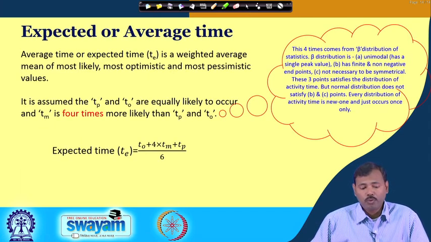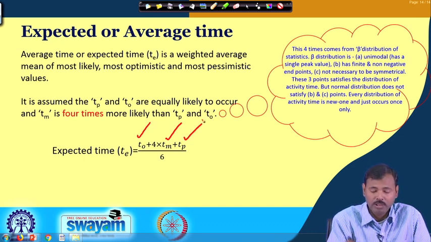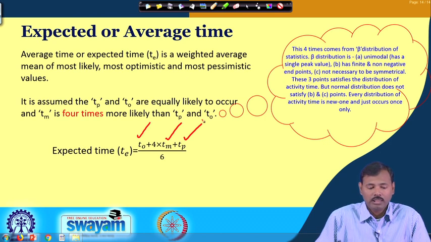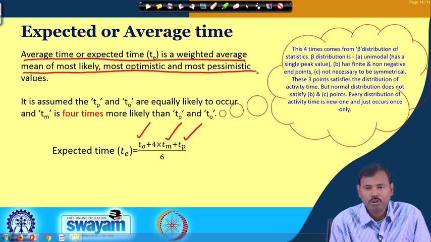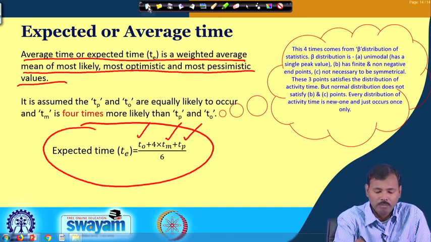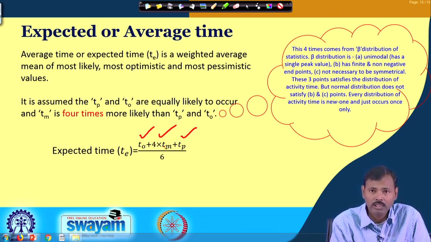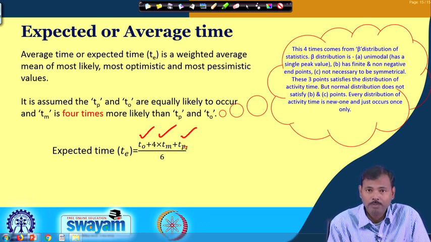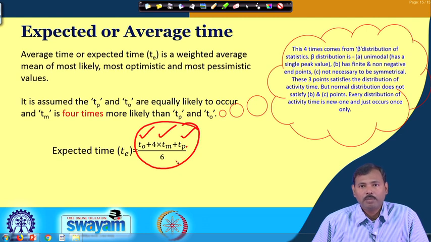So, what we are considering is that there is a most likely time, there is an optimistic time, there is a pessimistic time, and as per our given average time, the expected time is the weighted average mean of the most likely, most optimistic and most pessimistic values, and this formula is given by expected time is equal to T0 plus 4 into Tm plus Tp divided by 6, where T0 is the most optimistic time, Tm is the most likely time and Tp is the most pessimistic time, and weighting averaging this one we are getting the expected time or mean time for completion of these activities.